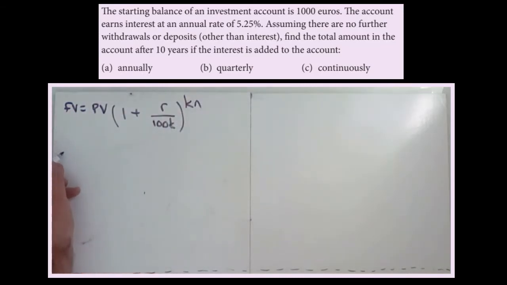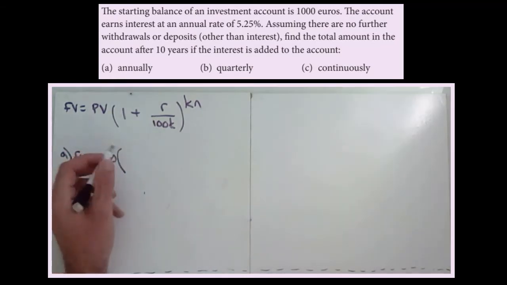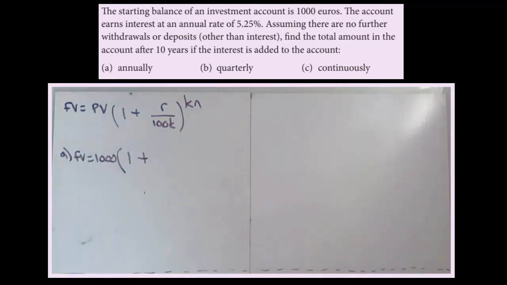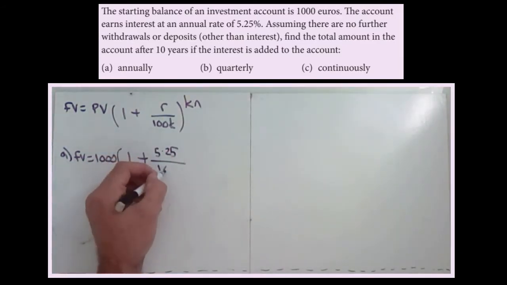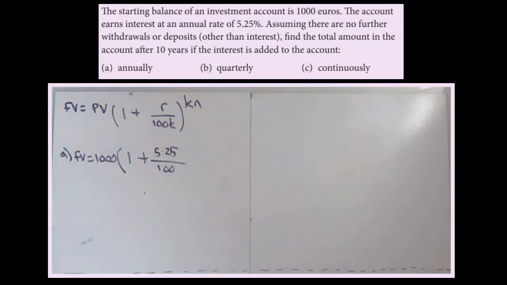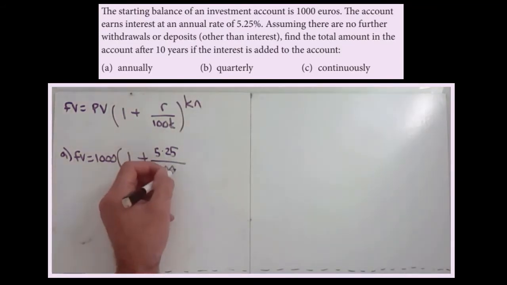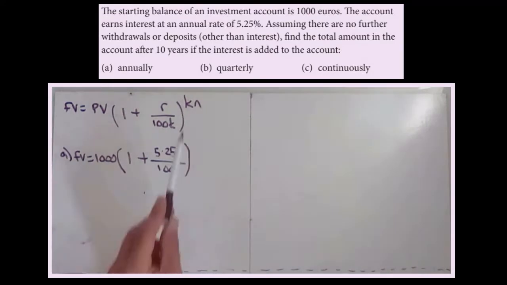So in the case of part A, we're looking for future value. We have present value, which is €1,000. So FV equals €1,000 times 1 plus R, the rate as a percentage, so it's 5.25 over 100. Remember, k is the number of compounding periods per year. So if the interest is added annually, there's only one compounding period in a year. So k is just 1, and kn just becomes n, the number of years.